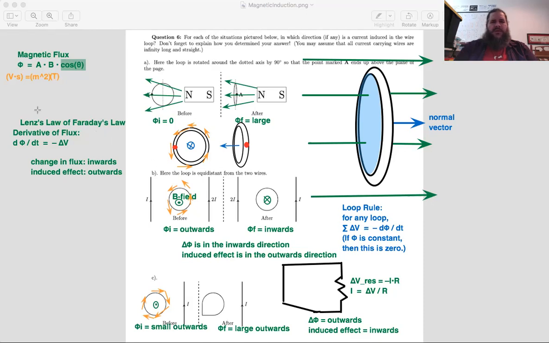And one other thing I want to mention, since the formula for flux involves these three things being multiplied together, area, magnetic field, and angle, if any one of those three things is changing, that could signify a change in flux and therefore an induced effect. If none of those are changing, or if maybe two of them are changing in ways that balance each other out, then there's no change in flux and therefore no induced current. So that's really what you want to check. Is any one of those changing?